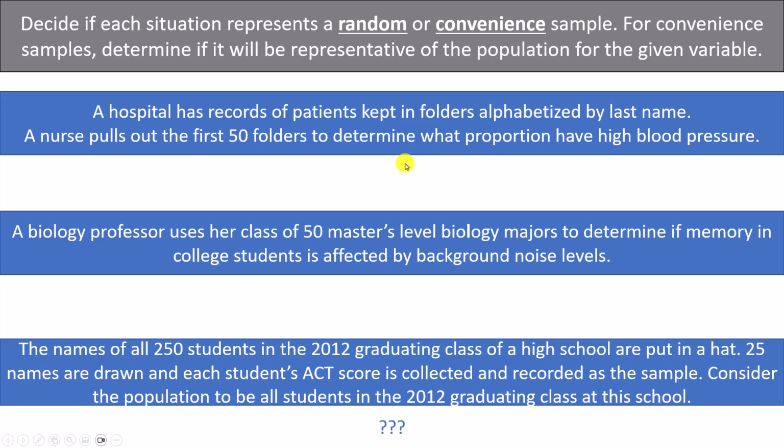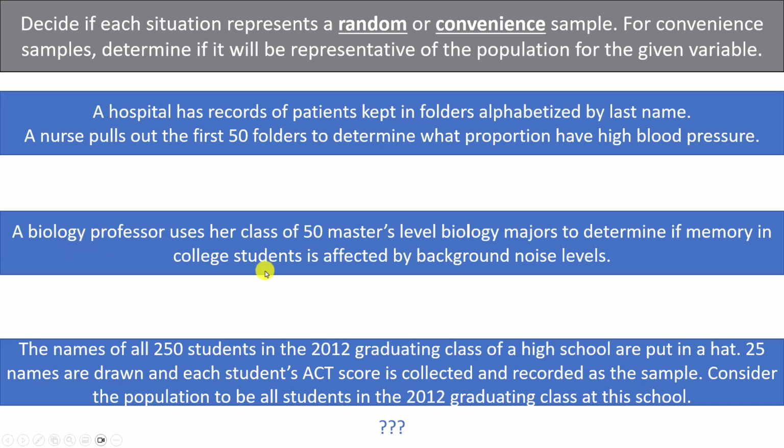Question 2 says, a biology professor uses her class of 50 master's level biology majors to determine if memory in college students is affected by background noise levels. So again, this is going to be a convenience sample because we're not selecting from every individual in the college. I guess if we assume that was the population, all students at the college, we're only selecting students in a particular class, right? These master's level biology majors in this professor's class. So it's going to be a convenience sample.